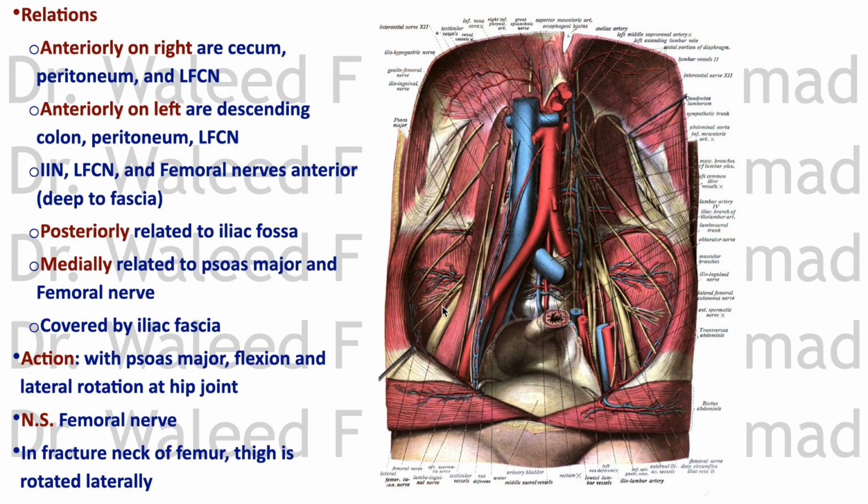Don't confuse this with the psoas major. The psoas major is supplied by lumbar nerves, direct lumbar branches I mean, and the iliacus muscle from the femoral nerve, which is a lumbar nerve too, but from the femoral nerve. And together, because of their insertion, in fracture of the neck of the femur, the thigh is rotated laterally.